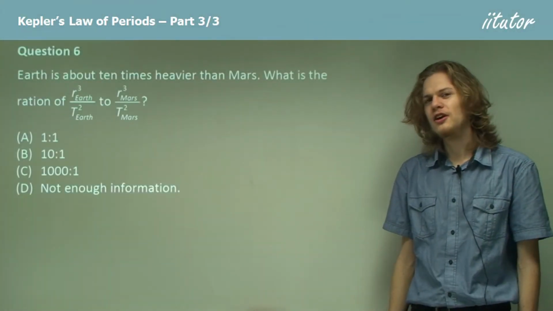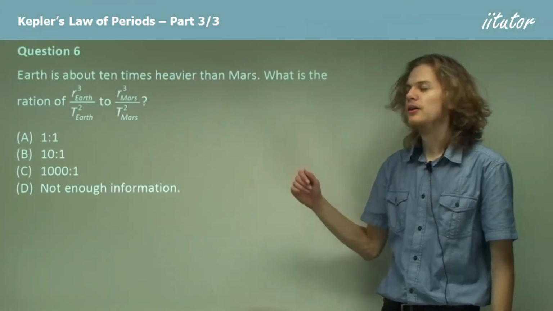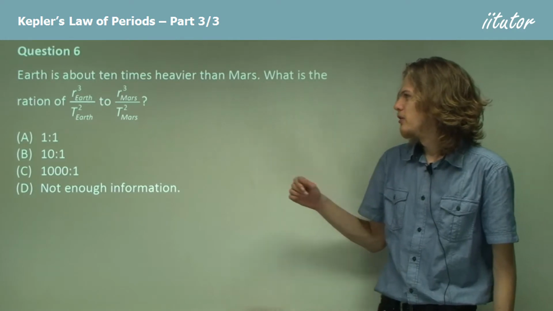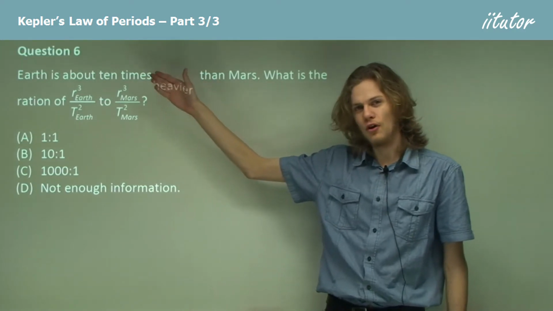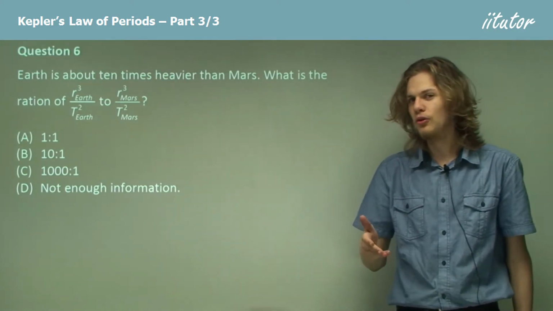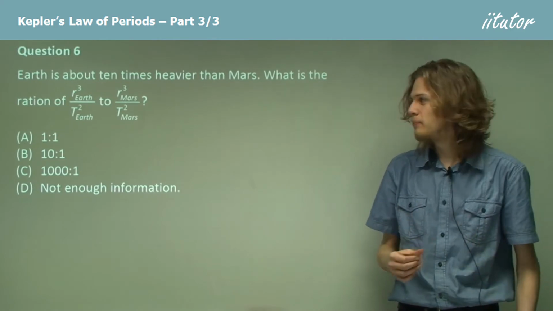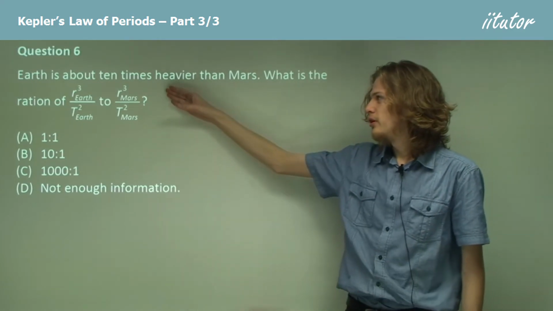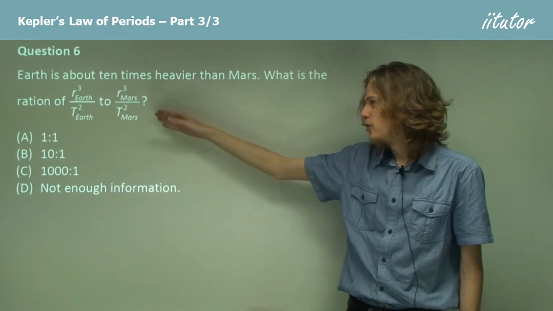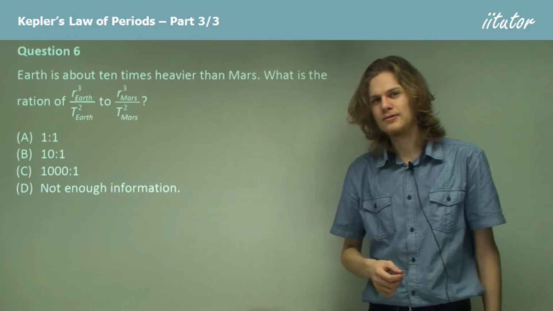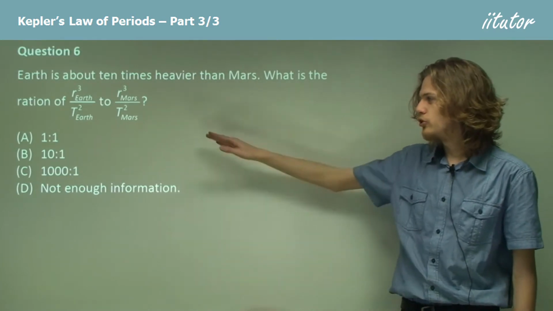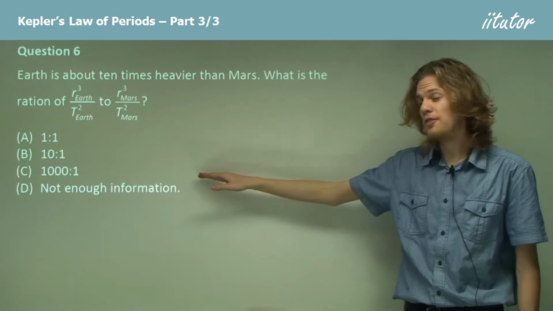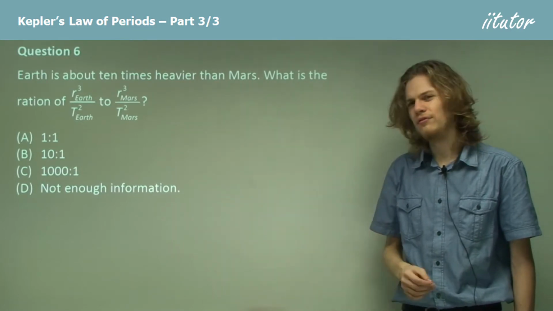Earth is about 10 times heavier than Mars. What is the ratio of the radius cubed of Earth over the period squared of Earth to the radius cubed of Mars over the period squared of Mars? Is it 1 to 1, 10 to 1, 1,000 to 1, or not enough information?